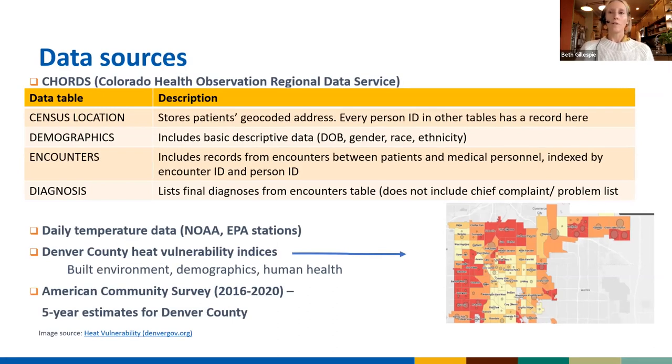And I already mentioned the heat vulnerability data. And then we use the ACS data. And mainly we use that to help us calculate the relative heat vulnerability score. Next slide, please.